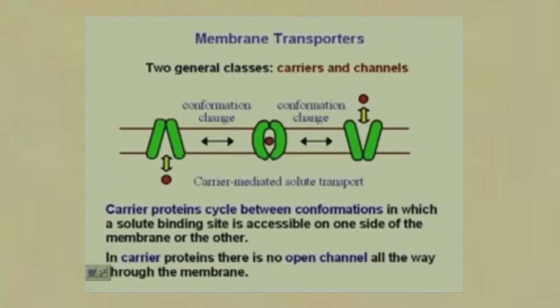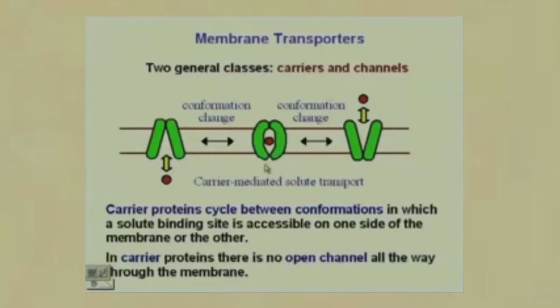So it is not a channel. A channel is something that would be all the way through. This is what you would call a carrier protein. It carries the molecule from one side to the other, and in doing this it has a conformational change that occurs only on ligand binding. So once the ligand is bound, it changes its conformation.